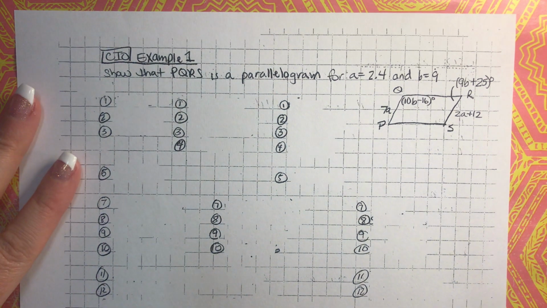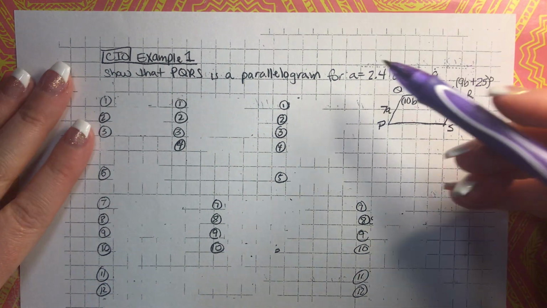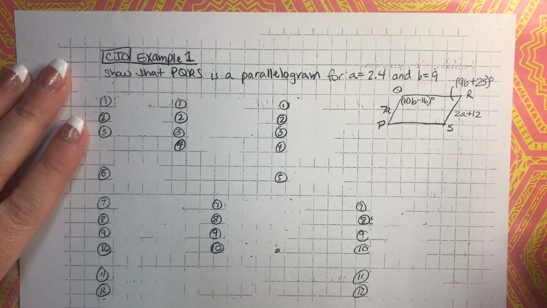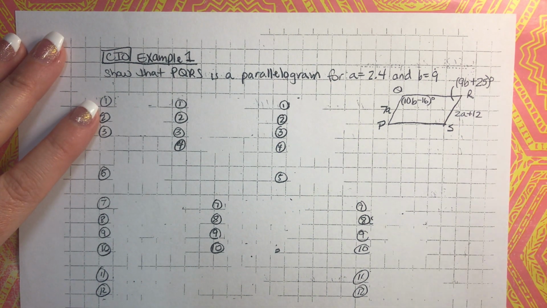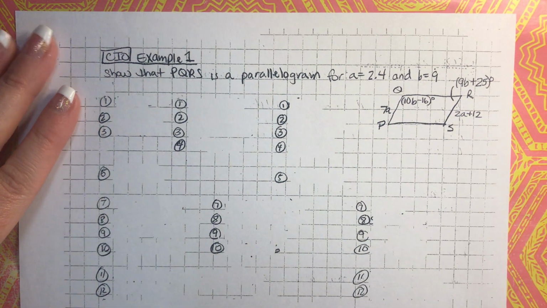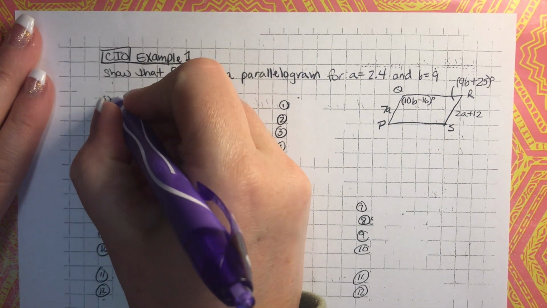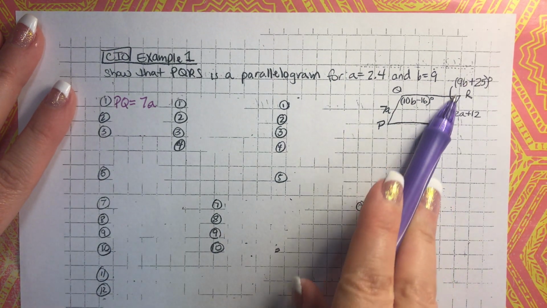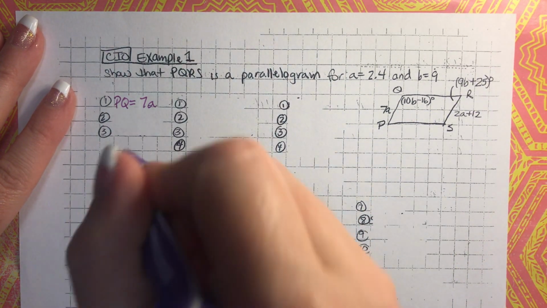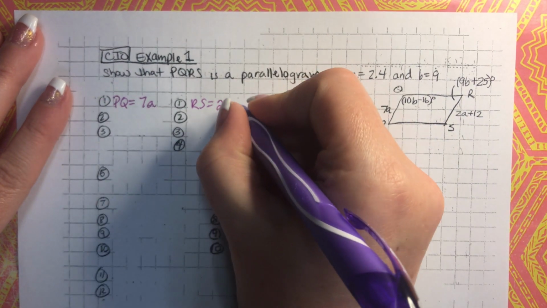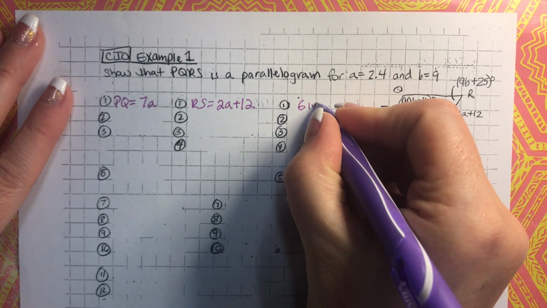Okay, so we have to show that PQRS is a parallelogram for A equals 2.5 and B equals 9. So let's just start with the side information, okay? So let's have PQ equals 7A, and I'm going to do this one as well, so RS equals 2A plus 12. And that's just given, right?